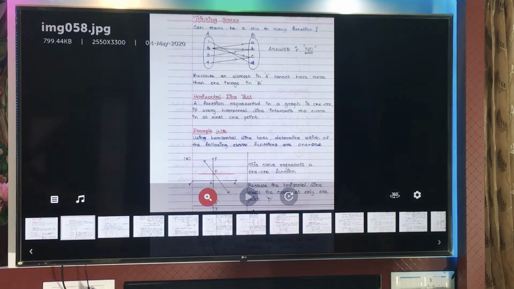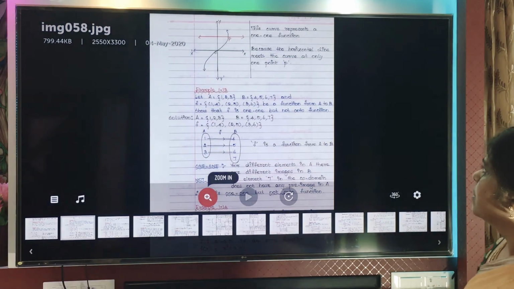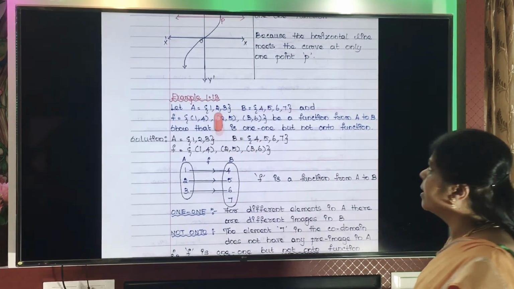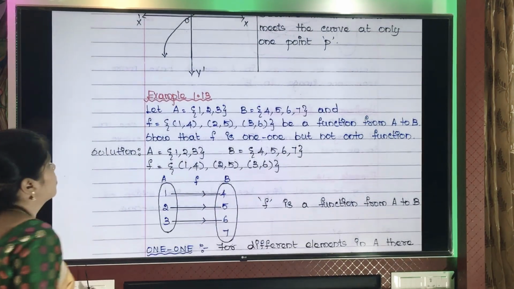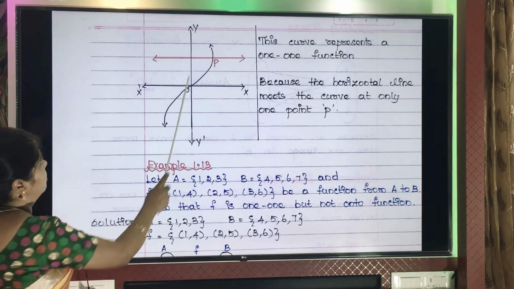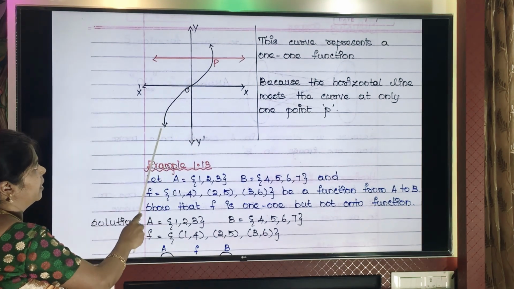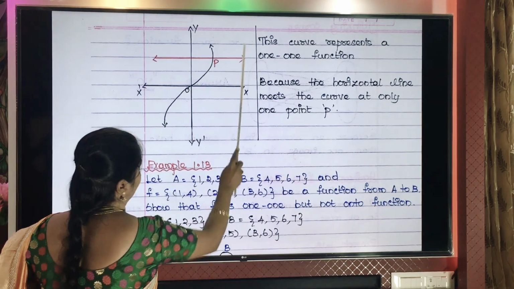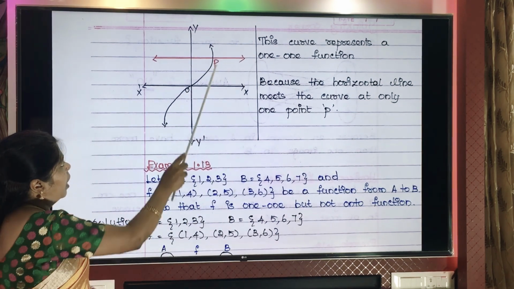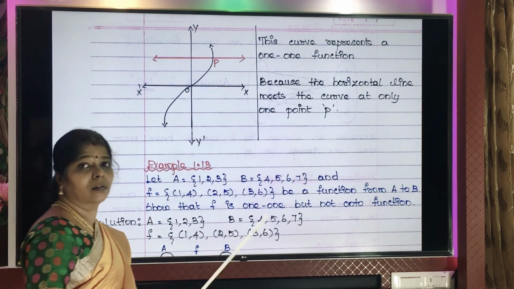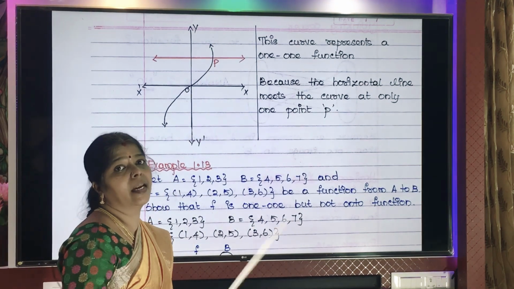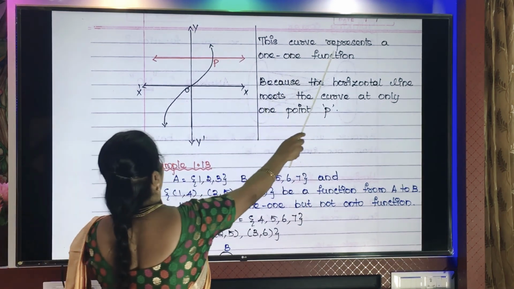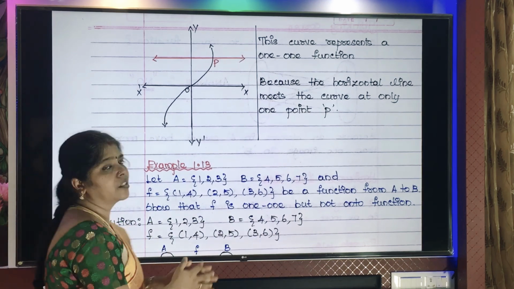Okay, I think we have one more example to do with this horizontal line test. See, in this curve, can you see a curve like this? Yes, this is the curve. Draw a horizontal line. I have drawn it in red color. How many places is it meeting? It is meeting in only one place. It intersects the curve at one point only. Therefore, this curve represents a one-to-one function.